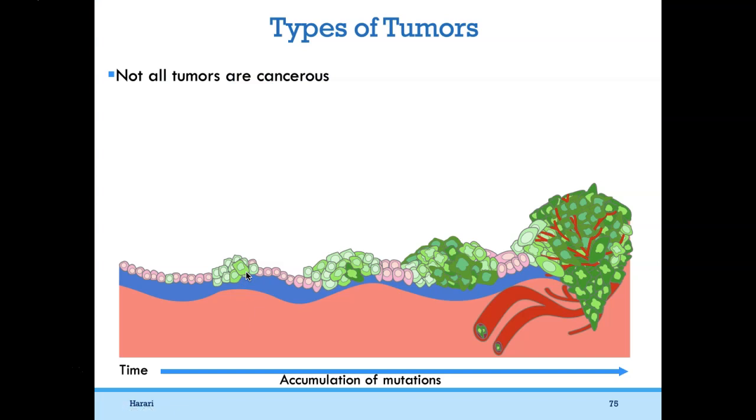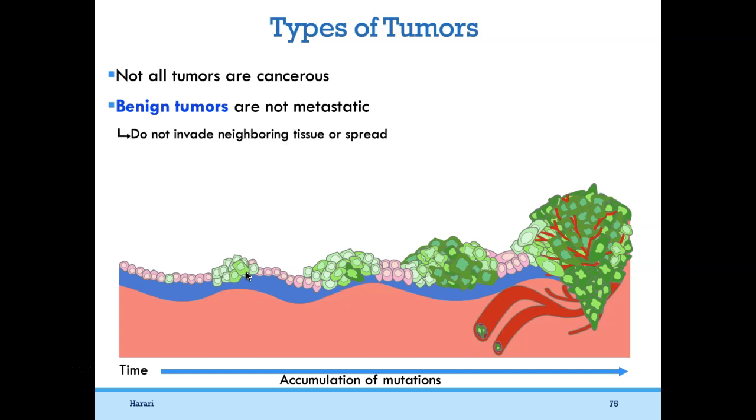So there are two types of tumors, because not all tumors are cancerous. So if you have a growth that does not spread, we call that benign. A benign tumor is not metastatic. It cannot spread. Right? Like Ben, B-E-N, means good, like benevolent. So benign tumors are usually encapsulated, so they do not invade neighboring tissues or spread.